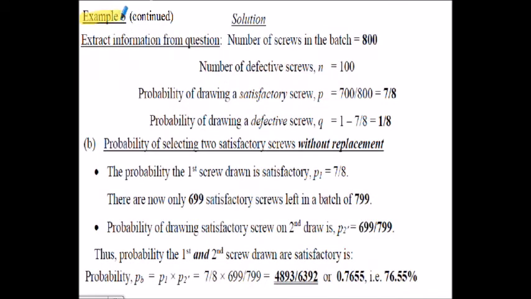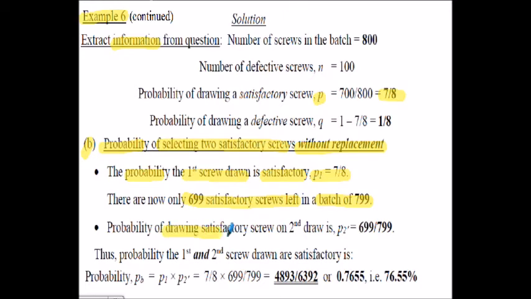Okay, example 6 continued. I just repeated the information below for convenience. This is part B. We've got to find the probability of selecting 2 satisfactory screws, but this time without replacement. So the probability that the first screw drawn is satisfactory from above, P1, is 7 upon 8. Now there are only 699 satisfactory screws left in the batch, and the batch size is now 799 because we've removed one, we've not replaced it.